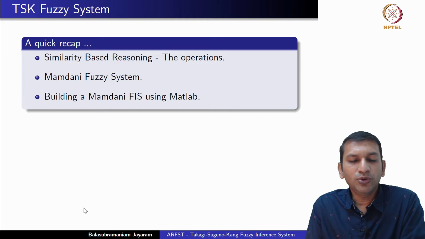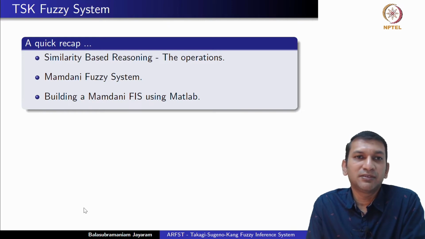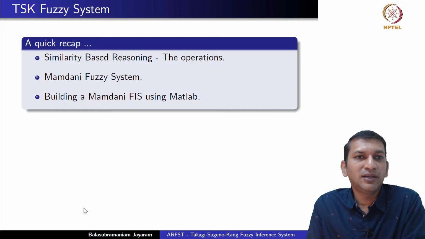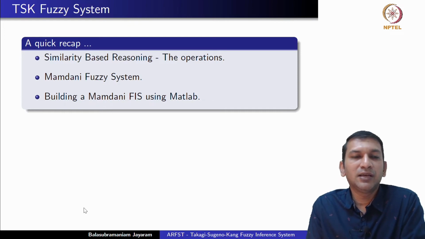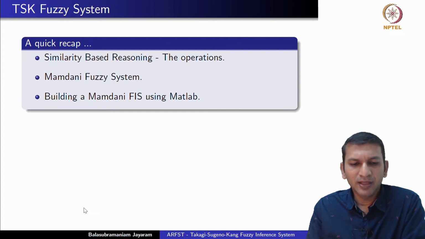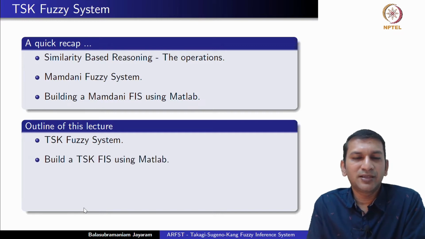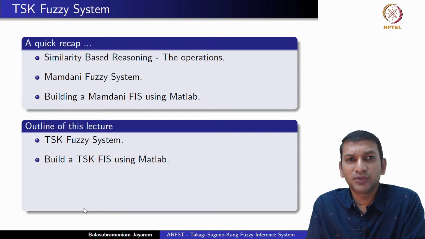We have seen how to build a Mamdani fuzzy inference system using the fuzzy logic toolbox in Matlab. We have approximated some specific given mathematical functions, and we have also seen how you could build a Mamdani fuzzy inference system in a given practical application. In this lecture, we will look at the second of the major similarity-based reasoning inference schemes, that of the Takagi-Sugeno-Kang fuzzy system. We'll once again build a simple TSK fuzzy inference system using the fuzzy logic toolbox in Matlab.